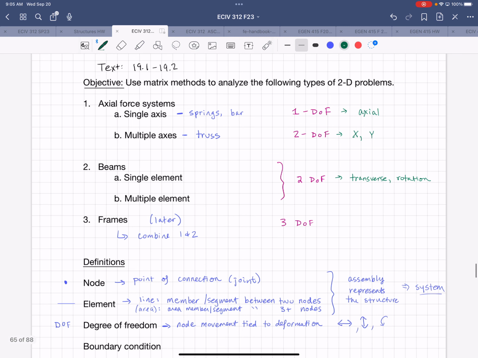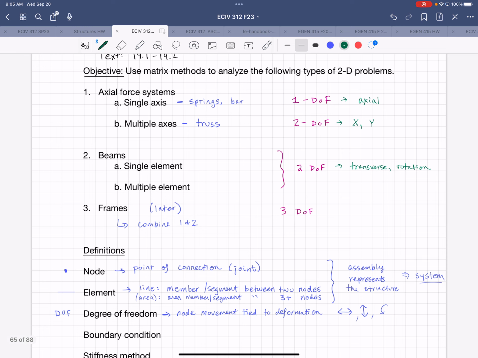For frames, you're going to have axial, transverse, and rotation as your degrees of freedom, right? So with a frame, you can have all 3 possible degrees of freedom for a 2-dimensional analysis. In global terms, right, we'll come back to that as well. Right, it'll be X, Y, theta.